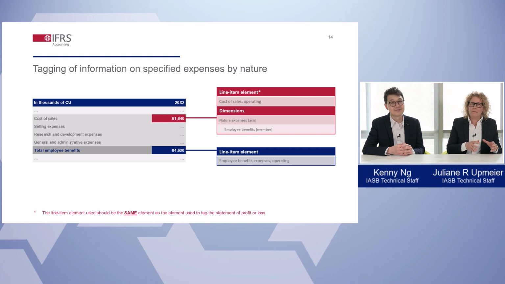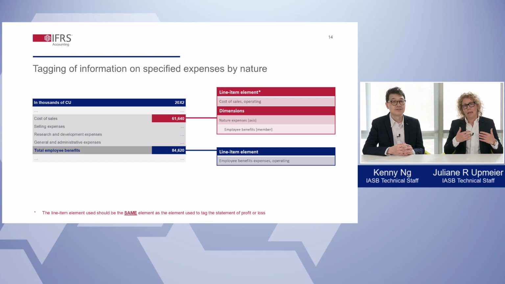The amounts of employee benefits related to each line item in the operating category, on the other hand, are tagged using both line item elements and the predefined member for that specified expense by nature, in this case, employee benefits. For example, for employee benefits related to cost of sales, the amount of employee benefits relating to cost of sales is tagged using the line item element cost of sales, operating, and the predefined member element employee benefits.